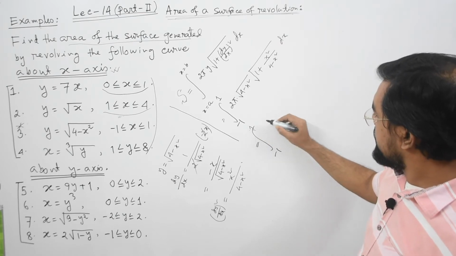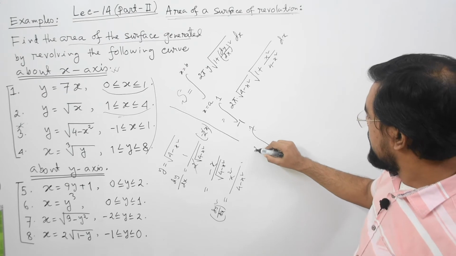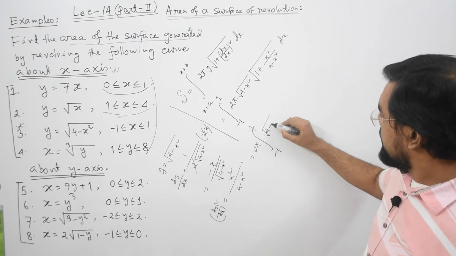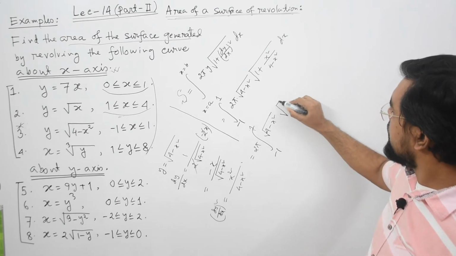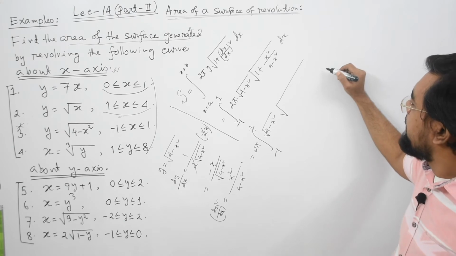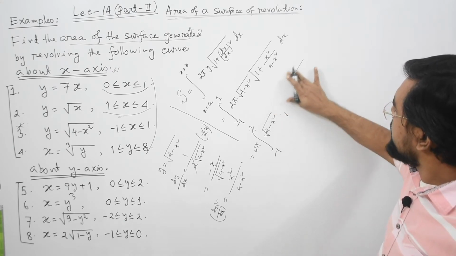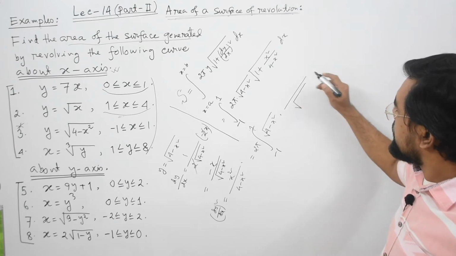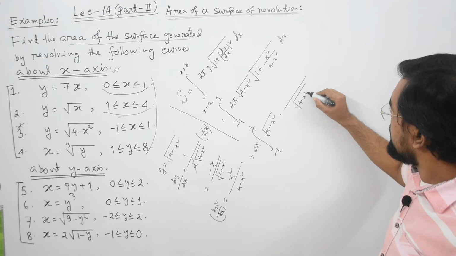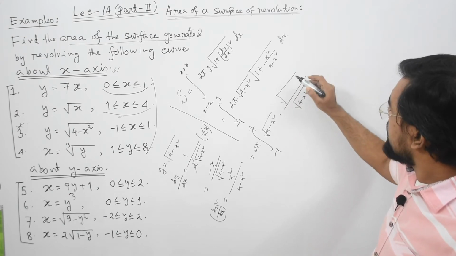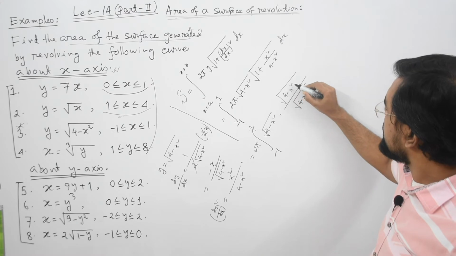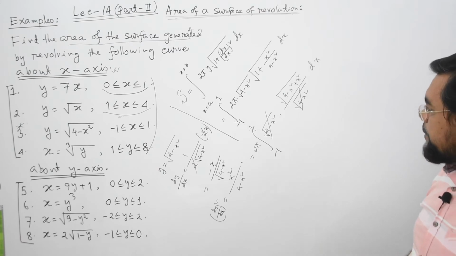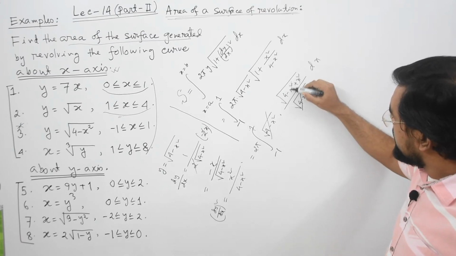So let me simplify it, and 2 pi we can write out of integration, and we have 4 minus x square times, if you simplify it you will get, in the denominator root 4 minus x square, and in the numerator I will get 4 minus x square plus x square dx. So I can cancel this one and this one, and I also can cancel x square and x square.